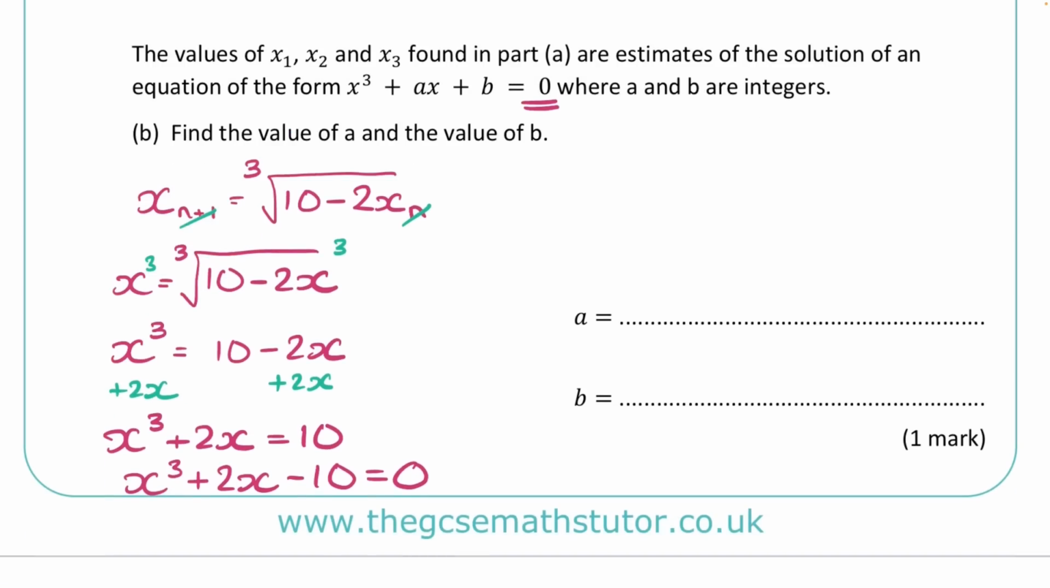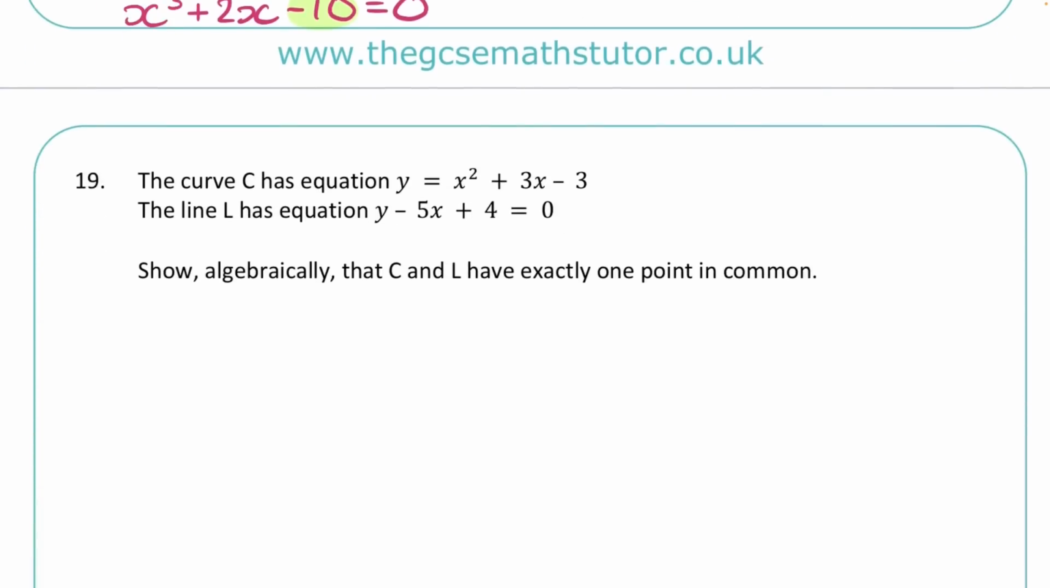So in the question up here, a was the number in front of x, which in our equation here is 2. So a is equal to 2. And b is the number at the end, which in this case is negative 10. So b is equal to negative 10. And there we go, there is our iteration question and a bit of rearranging, actually in reverse, because quite often you'll have questions that ask you to do this the other way round. But there we go, there is that question on iteration.